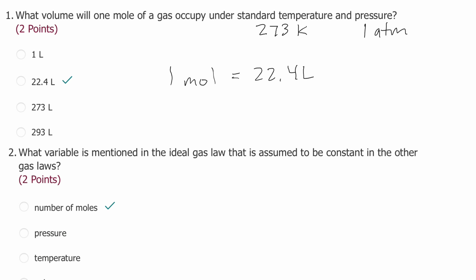Number 2 says, what variable is mentioned in the ideal gas law that is assumed to be constant in the other gas laws? Well, in the ideal gas law, we have PV equals nRT. We know R is a gas constant, so that is always constant, so that will not be the answer. And then we know in our other laws, we have pressure, volume, and temperature. We do not, however, have N or number of moles in our other gas laws. So N or number of moles would be the answer for number 2.